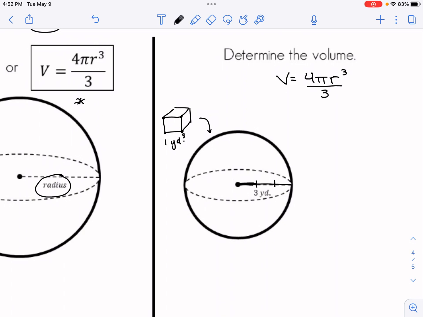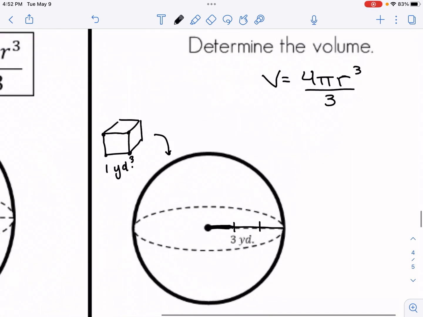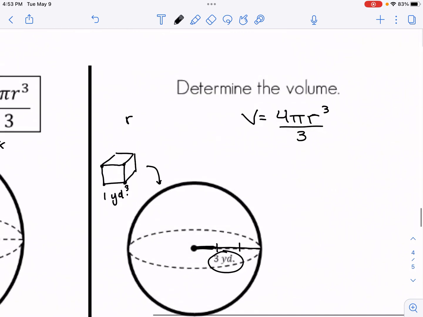Some steps are familiar from the cylinder and the cone. Slightly different because now we have a cube here. But let's fill in what we know. We know that the radius is 3 yards. So I'm going to put r equal to 3.